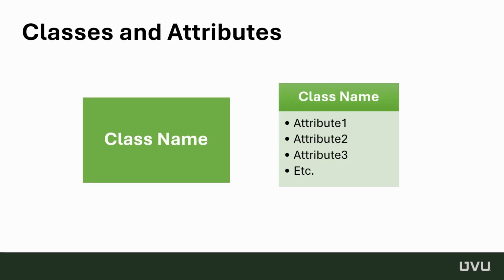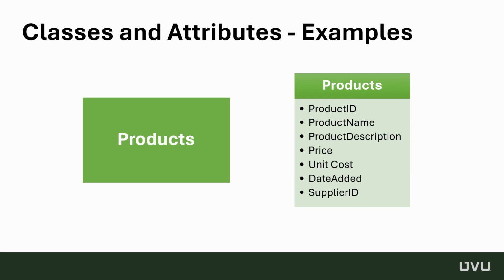In a class diagram, classes are represented with rectangles, and depending on the level of detail within a diagram, this might just be a box with a single title of the class within it, or you might see the various attributes of the class listed below. Let's look at some examples.